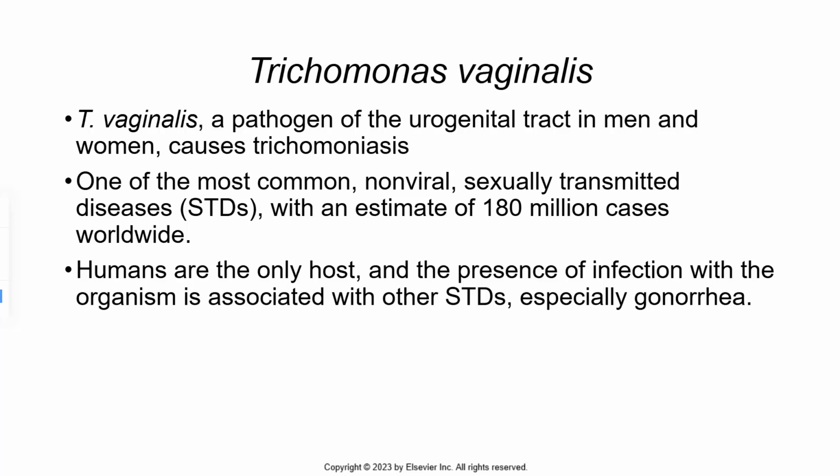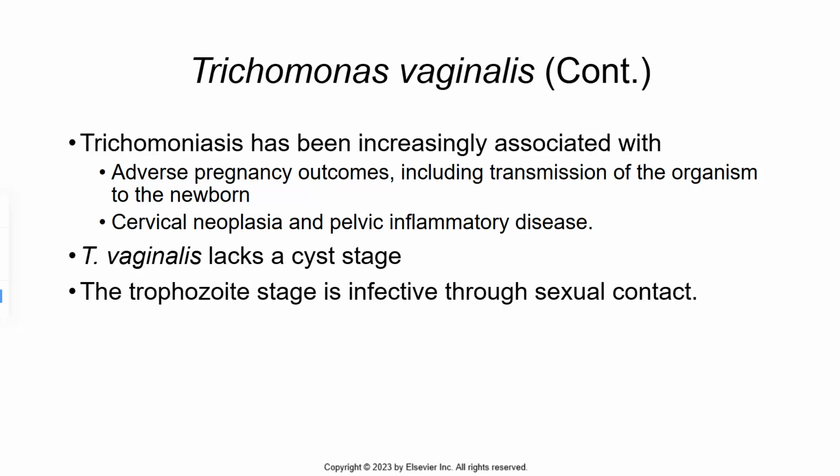Trichomonas vaginalis. T. vaginalis is a pathogen of the urogenital tract in men and women. It causes trichomoniasis, one of the most common non-viral sexually transmitted diseases, with an estimate of 180 million cases worldwide. Humans are the only host, and the presence of infection with the organism is associated with other STDs, especially gonorrhea. Trichomoniasis has been increasingly associated with adverse pregnancy outcomes, including transmission of the organism to the newborn, cervical neoplasia, and pelvic inflammatory disease. T. vaginalis lacks a cyst stage. The trophozoite stage is infective through sexual contact.